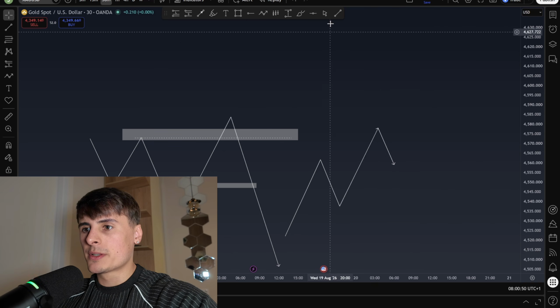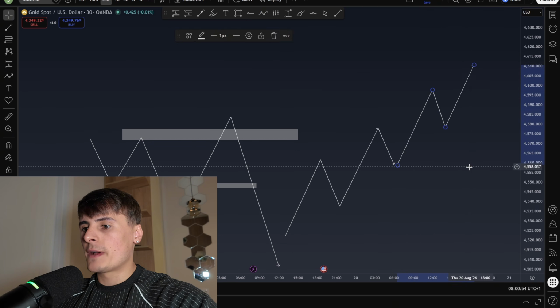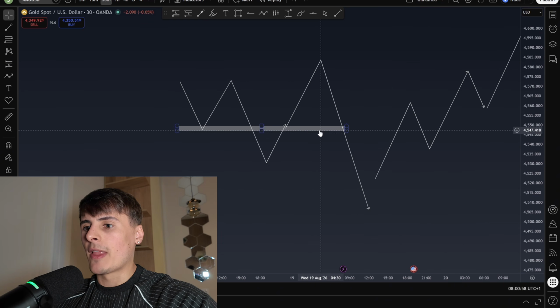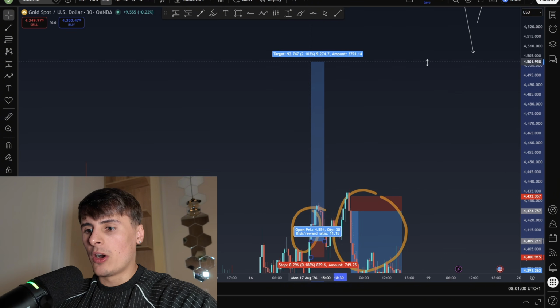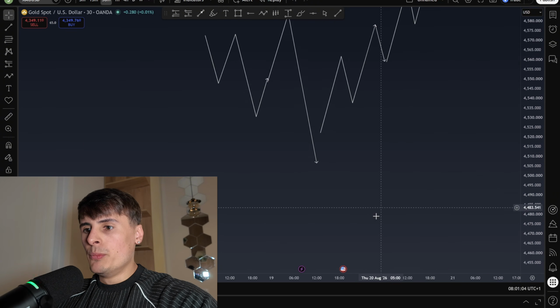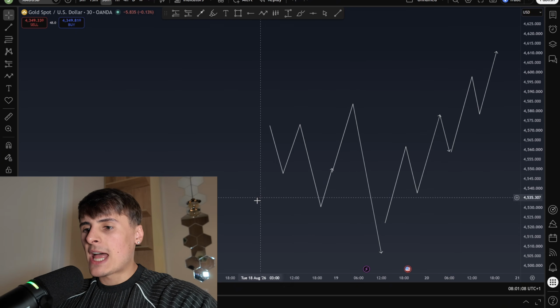Let me just remove this so I can put this on clearer. The markets don't perfectly trend like this to the right. They actually trade like this here to the left. If you look at an actual chart, let me delete these examples. Does the chart move like this to the right here or like this? It moves like this.